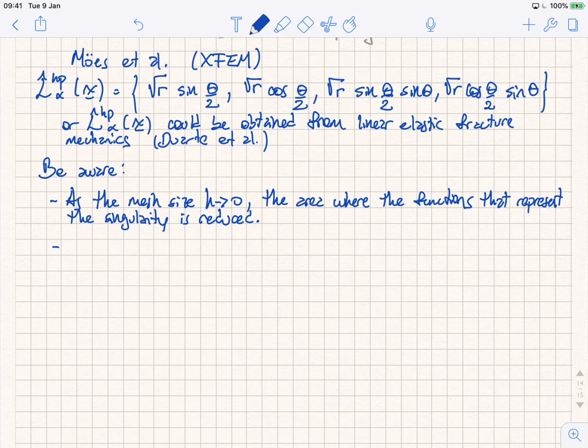And then the other thing that we have to be aware of is that these particular functions have issues in blending elements. So you're going to have error in some elements that are blending the standard finite element part from the enriched part. So let's write this down and let's finish.